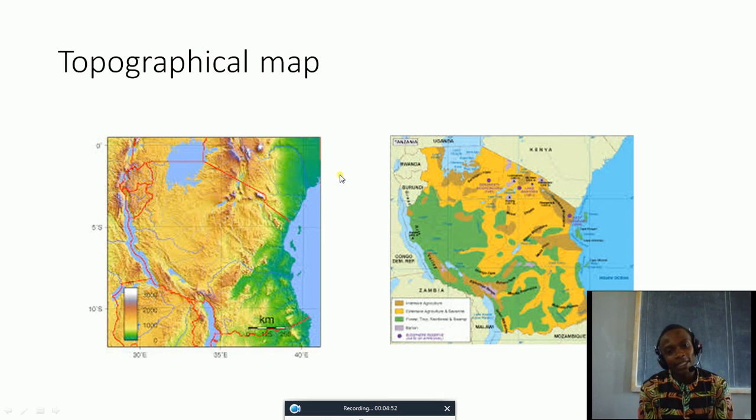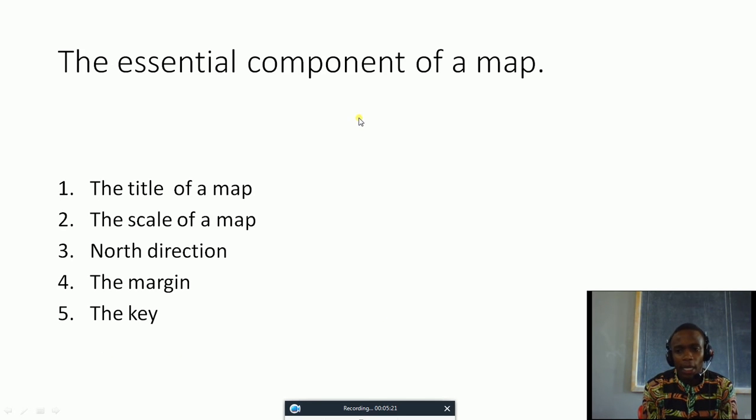Examples of physical features are valleys, mountains, rivers, plateaus, and so on. And examples of human features are industry, mining, transportation, and farming. After discussing types of map, let us discuss the essential components of a map.